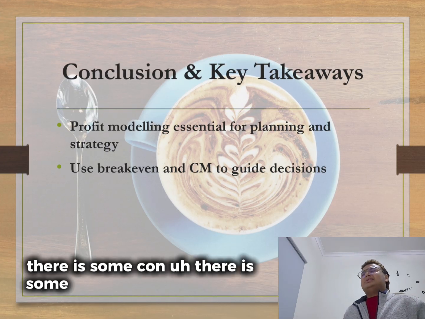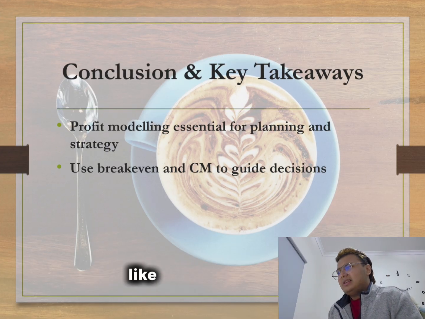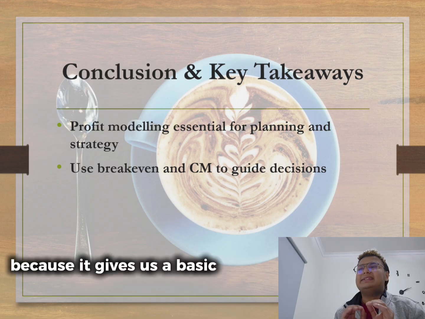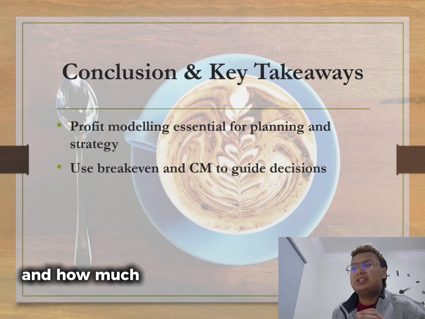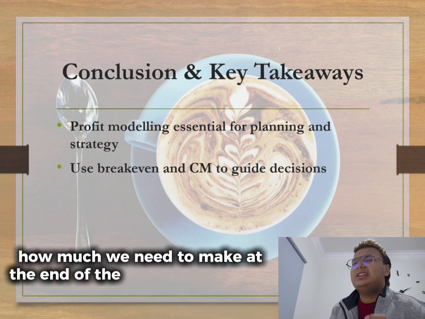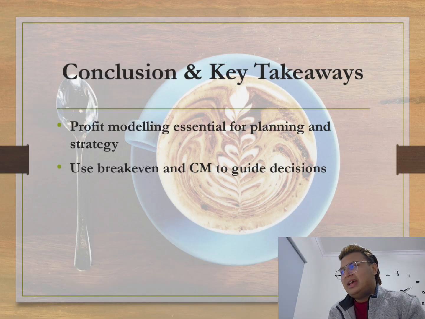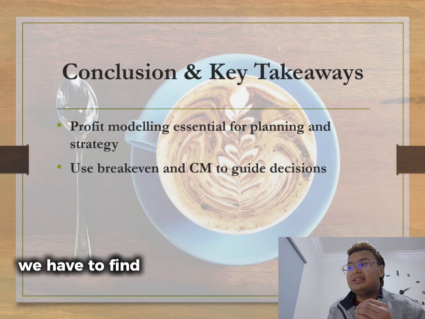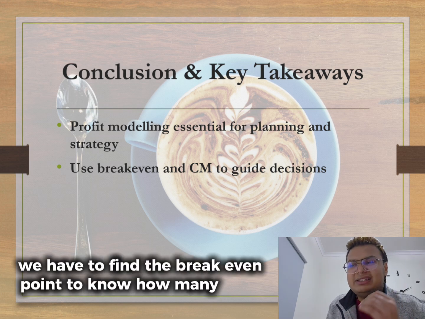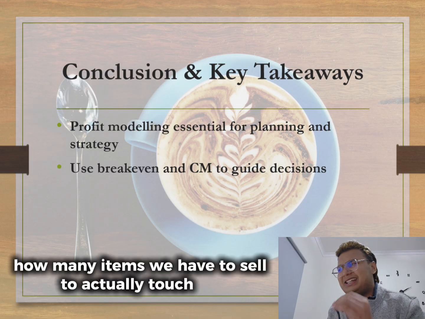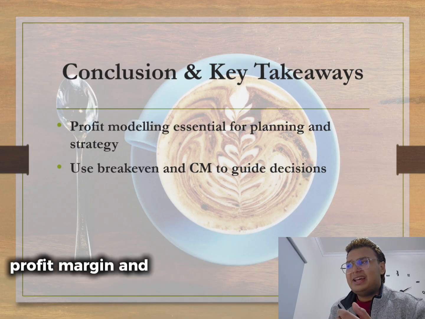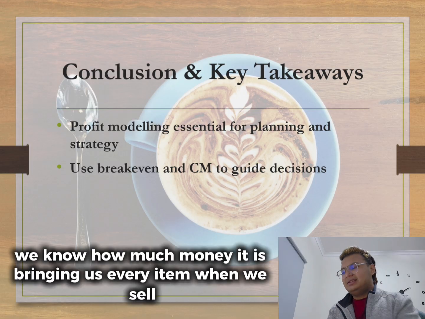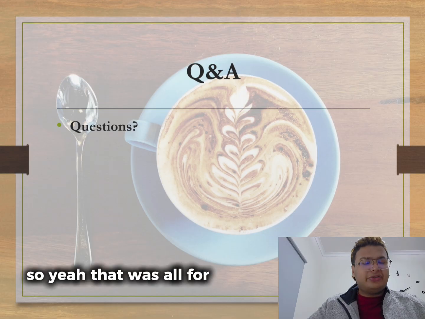There are some things to say at the end. Profit modeling is essential for planning and strategy because it gives us a basic idea of our cost and profit, how much we need to sell, and how much we need to make at the end of the day to make profit or hit our target profit. Use break-even and contribution margin to guide decisions. We have to find the break-even point to know how many items we have to sell to actually reach profit. And if we know the contribution margin, we know how much money each item brings us when we sell. So that was all for today.